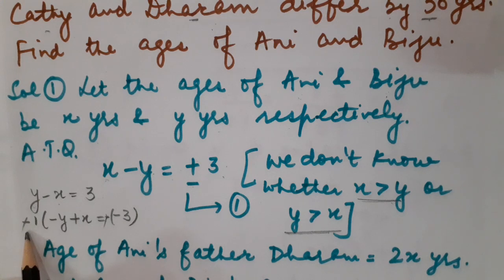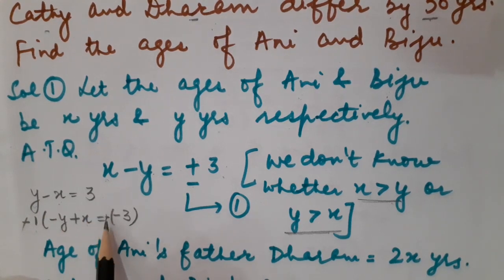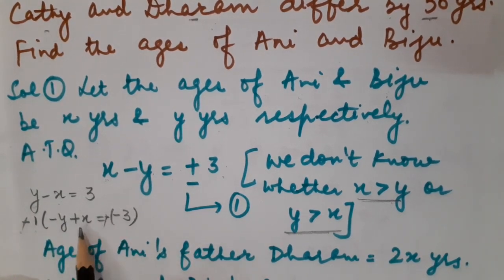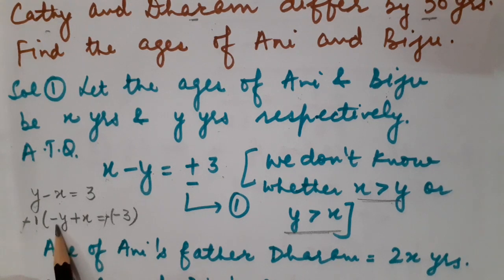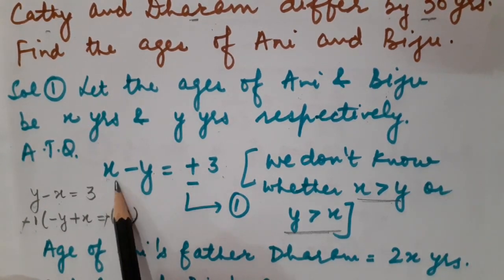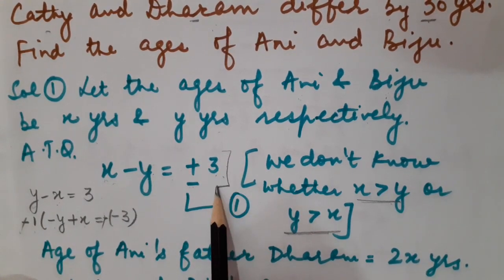Here children, I am going to take minus 1 as common. It would become minus y plus x. Here also you can write 3 as minus into minus 3, right? So minus and minus both will be cancelled. So children, what have I got? I have got x minus y is equal to minus 3. This is actually written here. x minus y is equal to minus 3. Understood these both the cases?